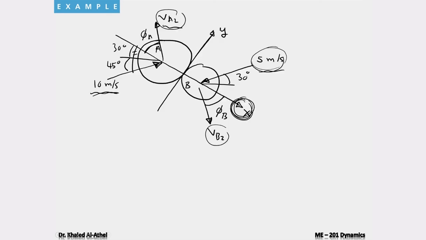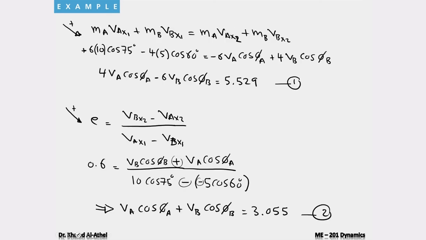Now, the third equation, which basically will be the conservation of momentum in the y-axis for each particle. So let's start with disk A, and you can see here that our positive y-axis is acting upward. So upward is positive. I'm going to say MA VAy1 should equal MA VAy2.